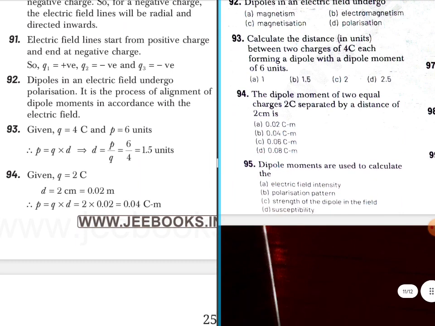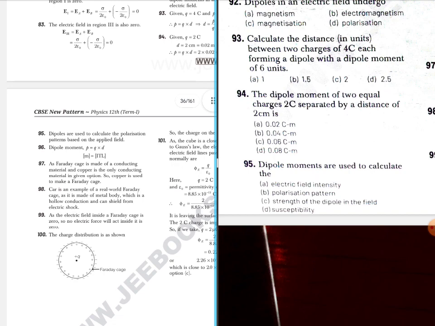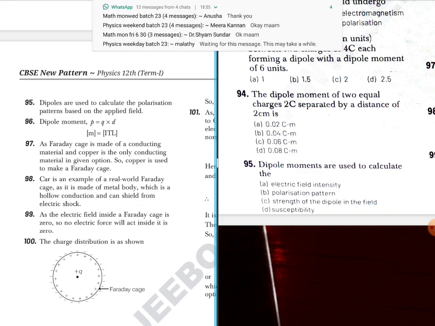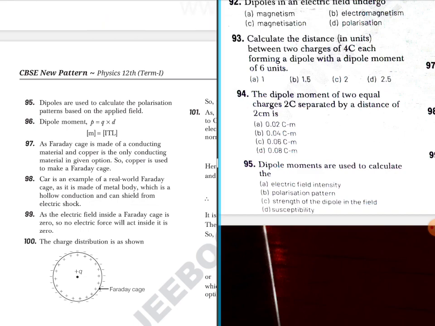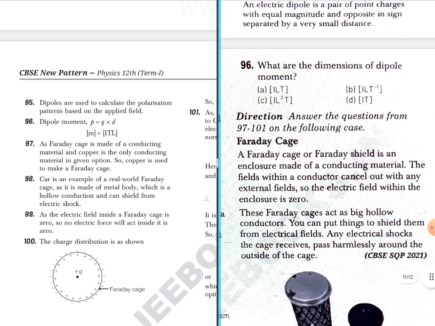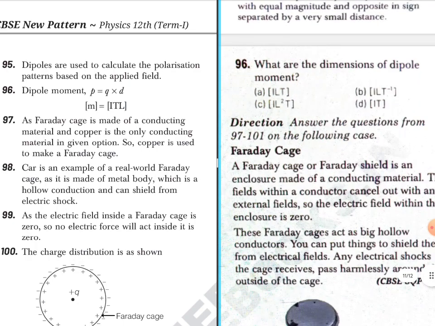A dipole moment is used to calculate, 95th, polarization pattern based on the applied electric field. Just remember that a dipole moment is used to find the polarization pattern. Okay, so that's what it is. 96th, what is the dimension of dipole moment? Dimensional formula for dipole moment is I L T. Option number A is the right answer.